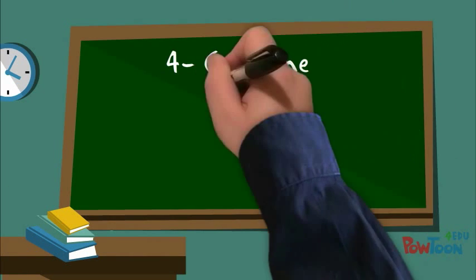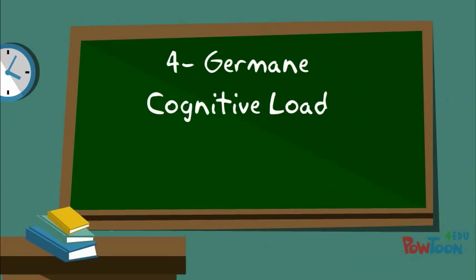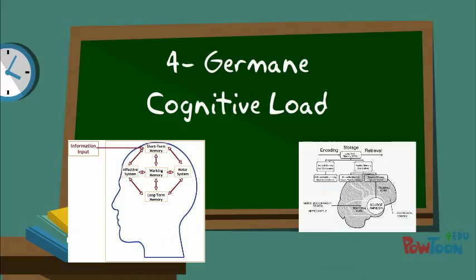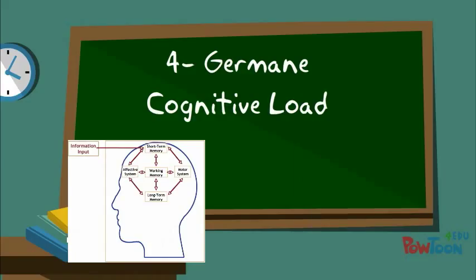4. Germane cognitive load. Cognitive load theory, or CLT, describes the different types of memory systems and processes used in learning new concepts. With the rapid advancement of educational websites, it is important to know if the instructional design of the websites are meeting the cognitive needs of learners.